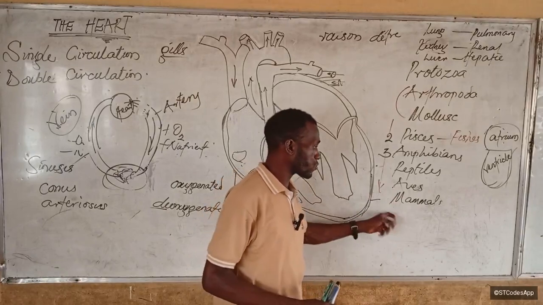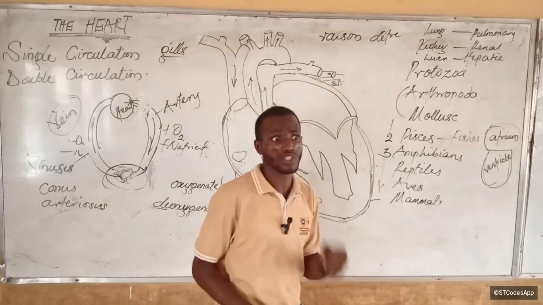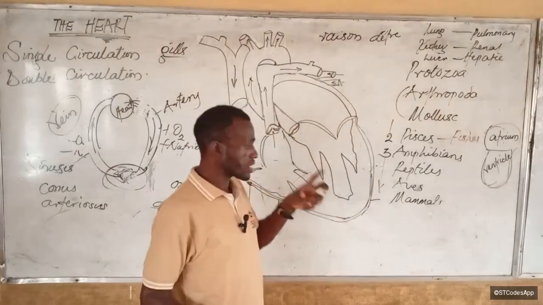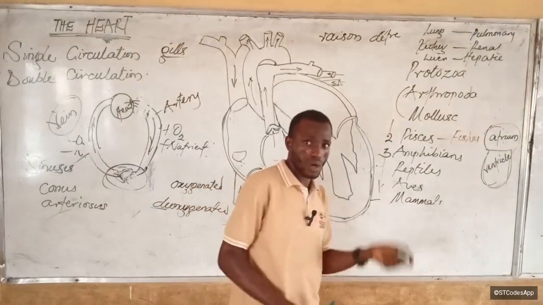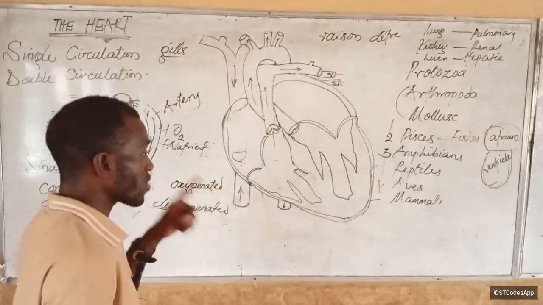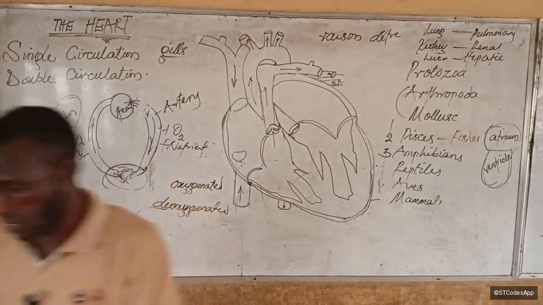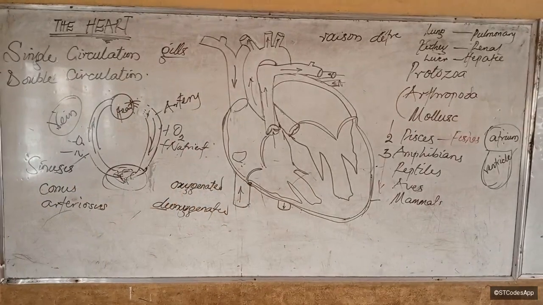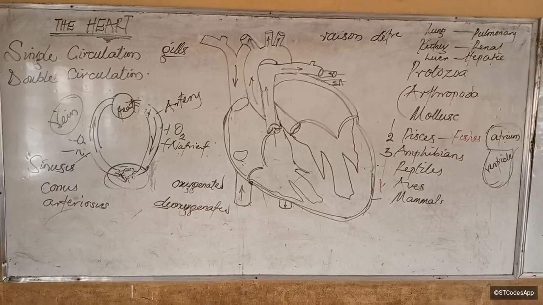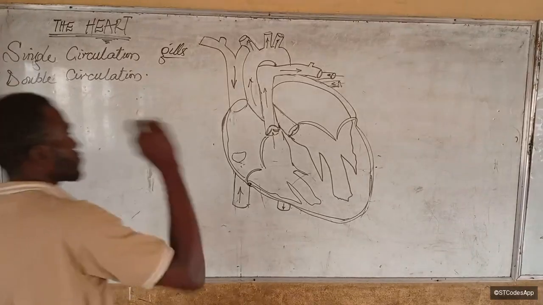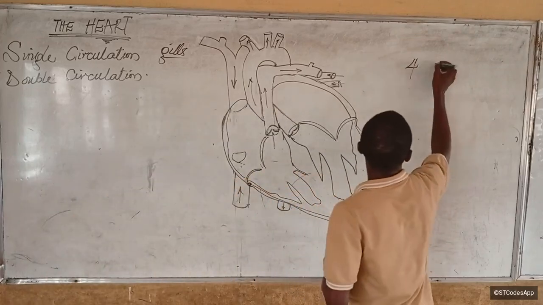Basically, the mammals are the ones that have the most efficient four-chambered heart. The mammals, they have what? Four-chambered heart that is efficient. Now let's go through how the four-chambered heart works. Let me clean what I have on the board in order to make space for explanation. All right, let's go through the four-chambered heart.